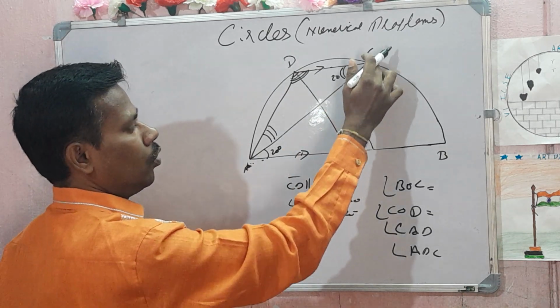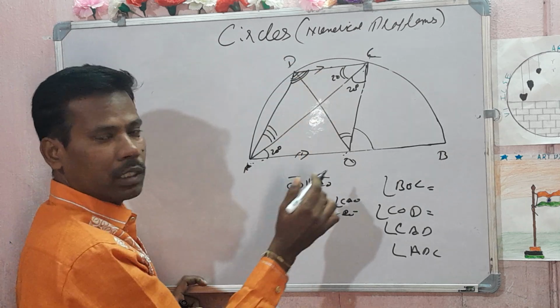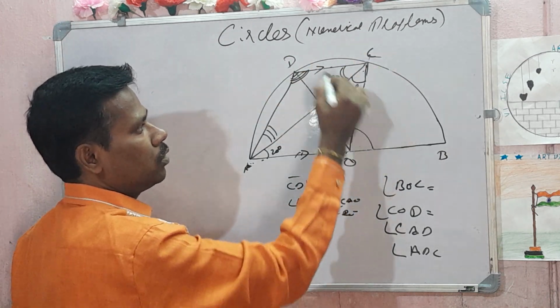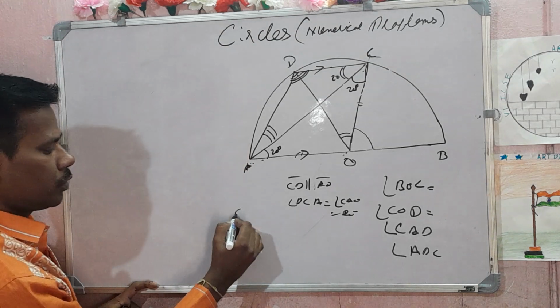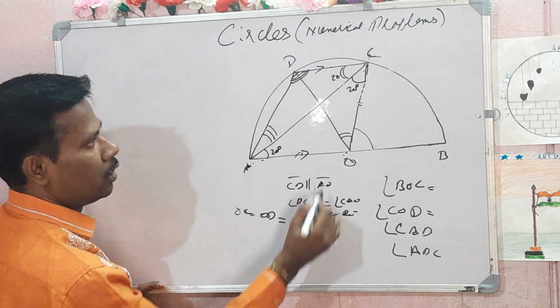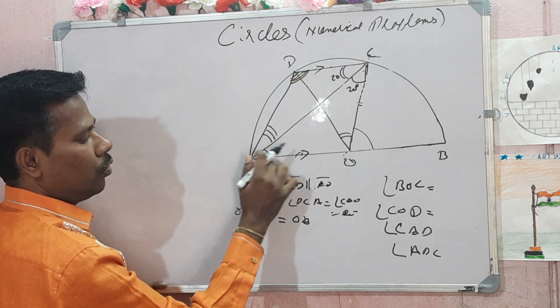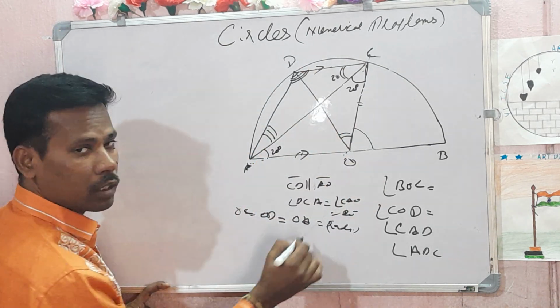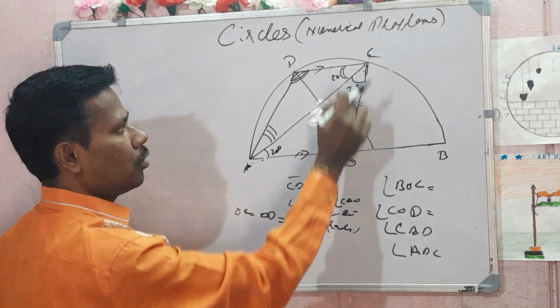Now OC is equal to OD, right? Again radii of the circle, OC is equal to OD. You have to write all the steps. OC is equal to OD is equal to OA. OC, OD, OA and O, these are all the radii of the circle. So therefore they are equal. OC is equal to OD.